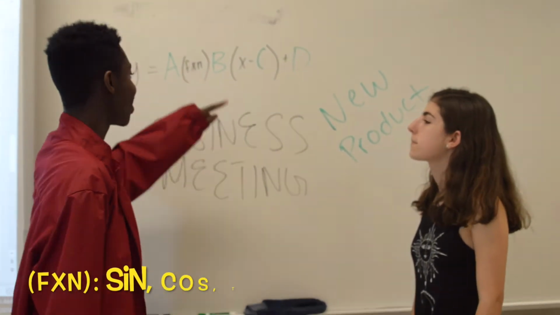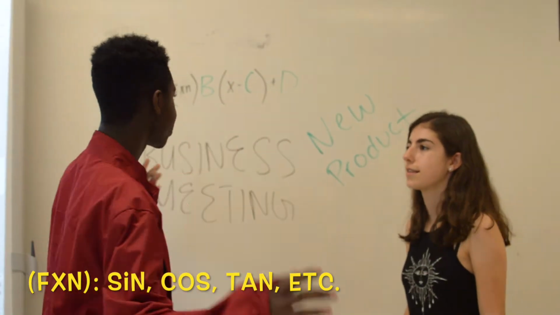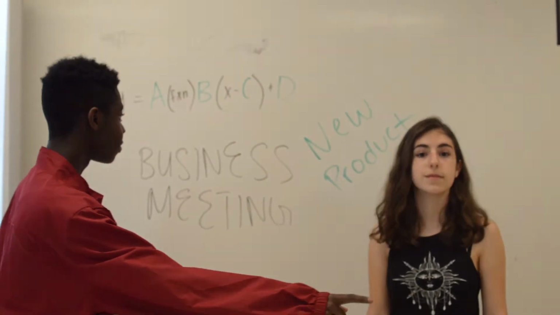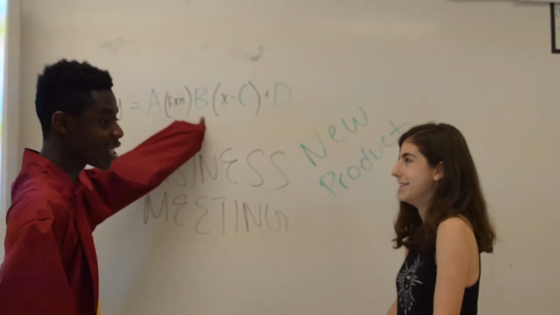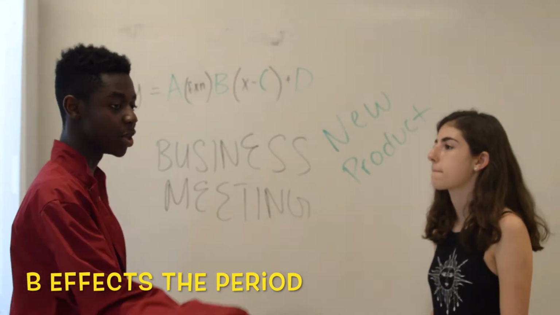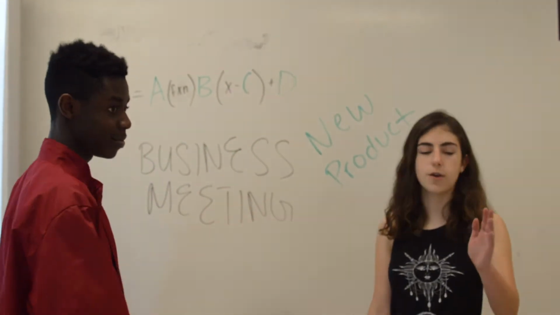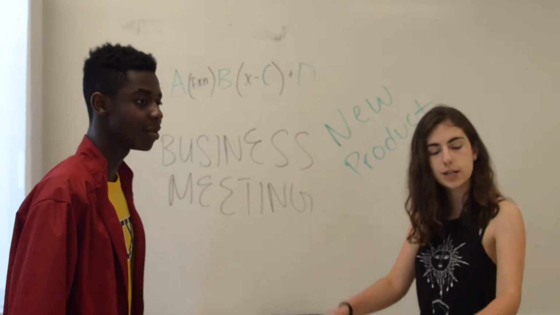This is the function. This can either be sine, cosine, tangent, etc. It basically changes the way the graph looks. Changes it. Yes. This is B. It affects the period. The period is basically one rotation of the unit circle, except it's on a graph. And B affects that. It's where the graph starts and ends in one rotation.